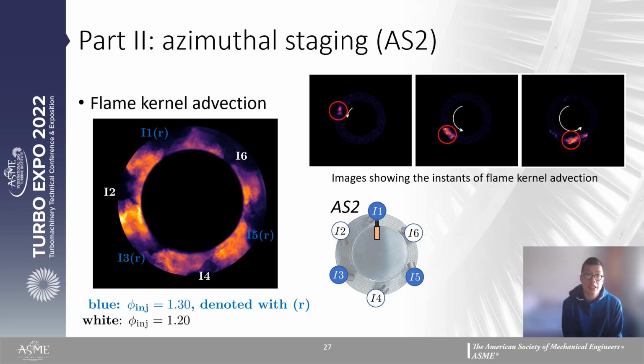A plausible explanation is that in a staged configuration, especially in the RQL mode, there are pockets of fuel rich and fuel lean zones. So the flame kernel grows and propagates only when the local zone is sufficiently fuel rich. So in the case of AS2, it seems that the flame kernel tends to travel a longer distance before successfully growing and propagating. So there is a higher likelihood of being quenched, which may explain the slightly worse ignition limit compared to the AS1 configuration.